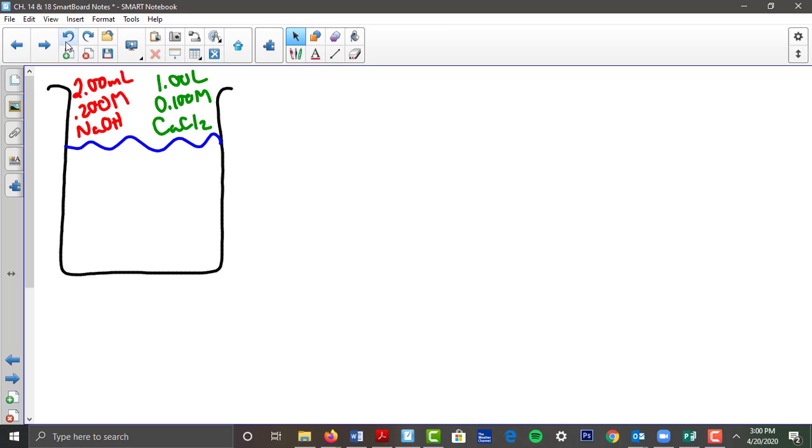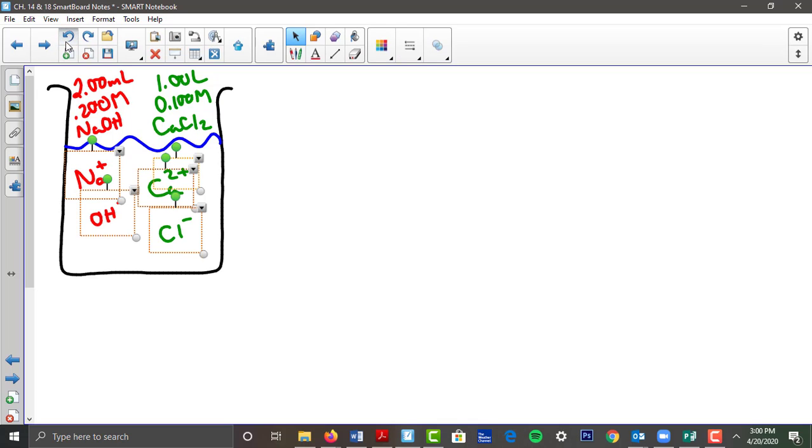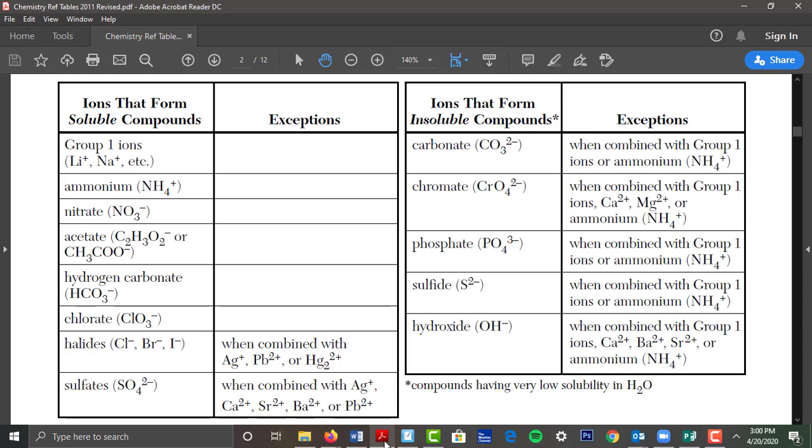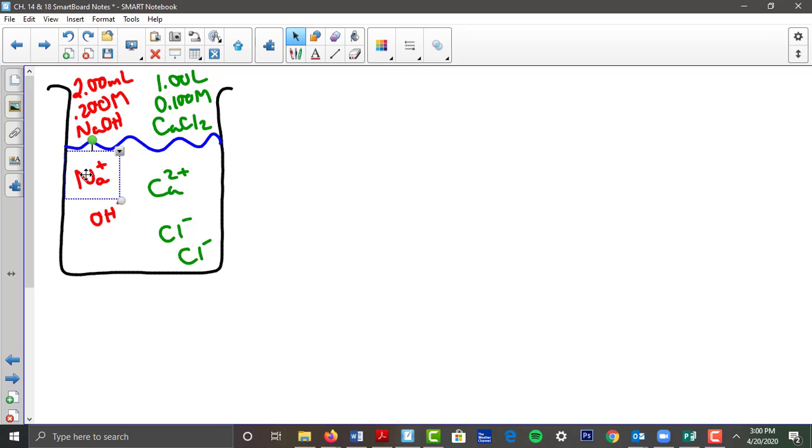So that means that upon mixing, I got sodium ions, hydroxide ions, calcium ions, and chloride ions. First thing we need to do is look at, from this model that we've created here on the left, what possible combination of ions would form an insoluble precipitate. So again, if we use our solubility rules, sodium ions are always soluble. So it's going to be soluble with the hydroxide and the chloride.